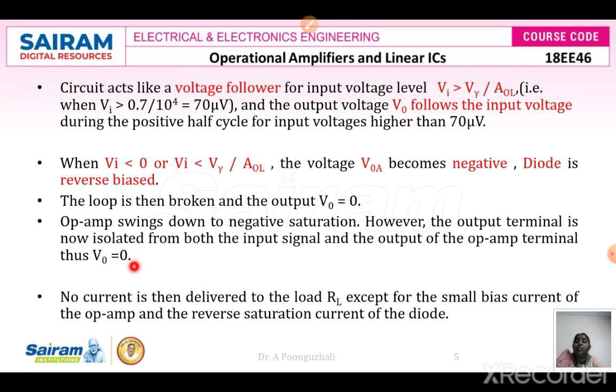So when V0 is equivalent to 0, no current is going to be delivered to the load RL except for a small bias current of the op-amp and the reverse saturation current of the diode. So we say that only during the positive cycle are we going to have the output, and during the negative cycle we don't have any output.